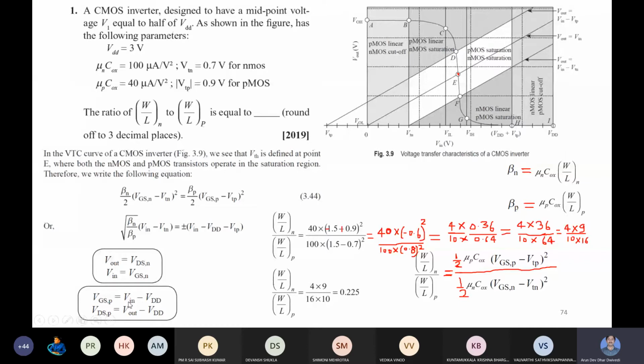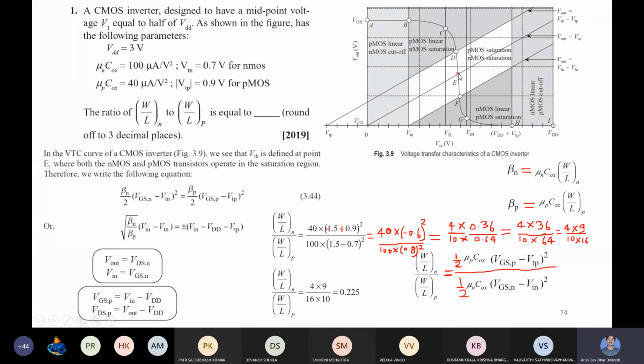So it is having some negative voltage, and also at this point we can see in this graph, both transistors are in saturation region. Below this line, this PMOS is in saturation, and above this line, NMOS is in saturation. So this is the situation, and in this portion, from D to F, both transistors are in saturation region.